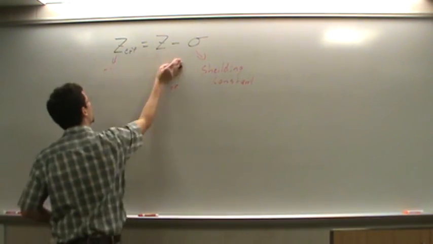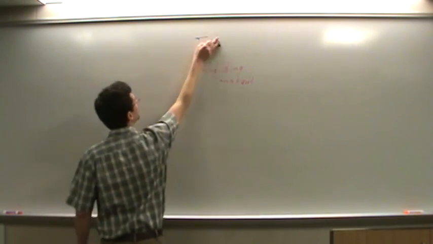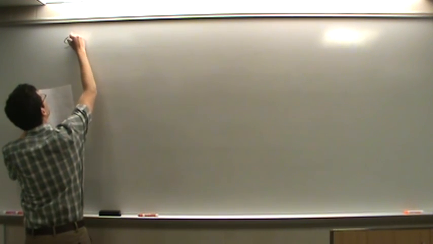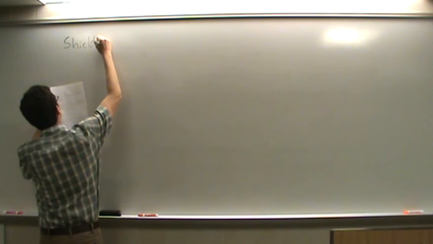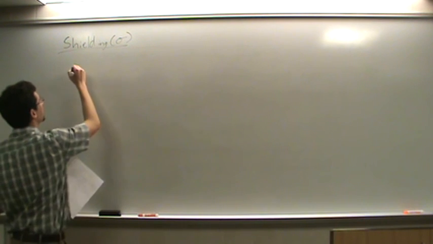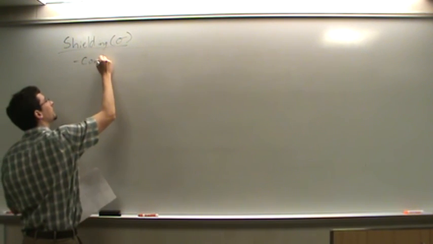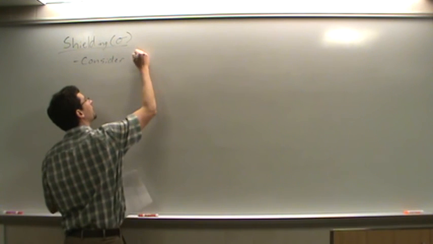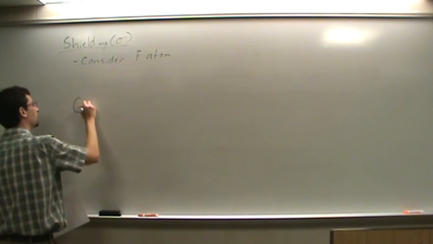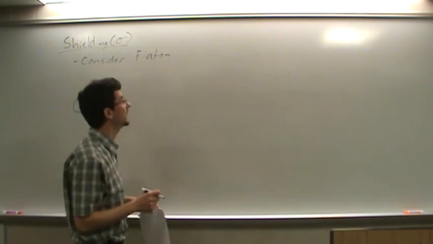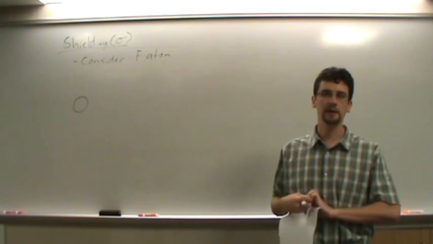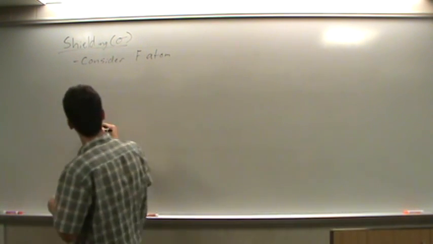So what we're going to do, we're going to consider the fluorine atom. So shielding, given that symbol sigma. And we're going to consider the fluorine atom, where we have our nucleus. And if you look at the periodic table, what you find is for the charge of the nucleus in the fluorine atom, it is a +9 charge.